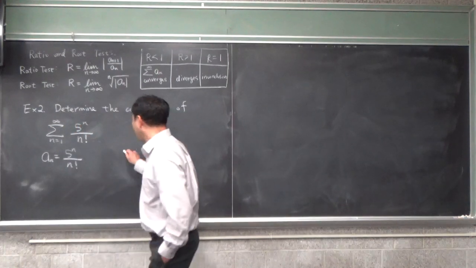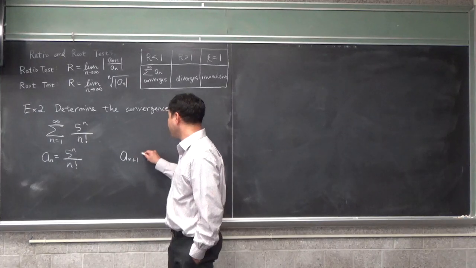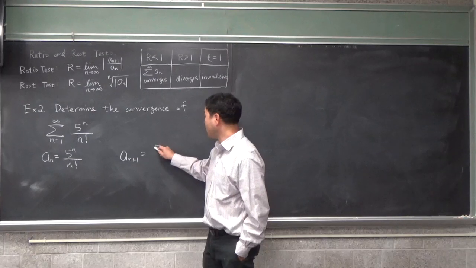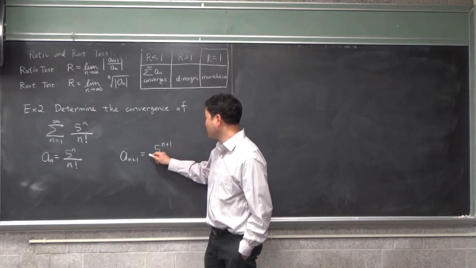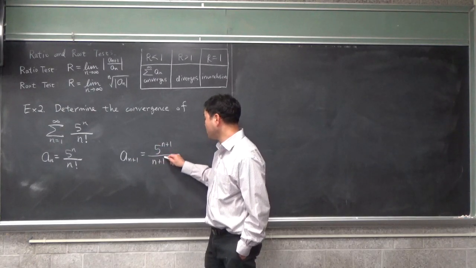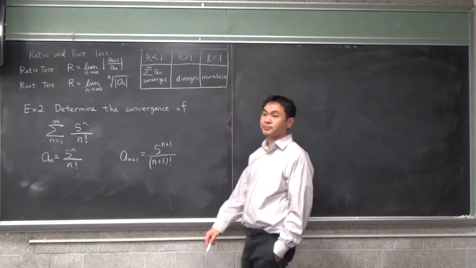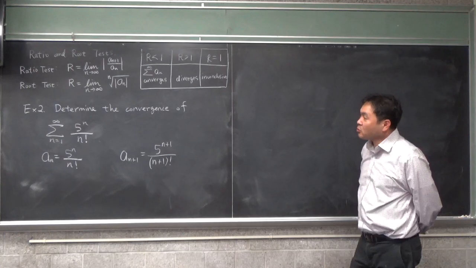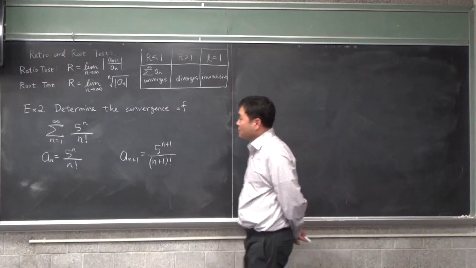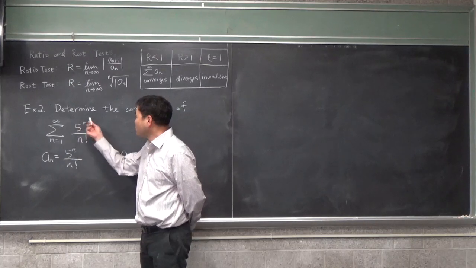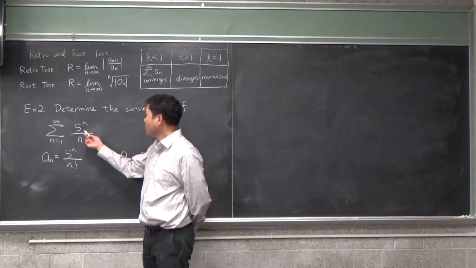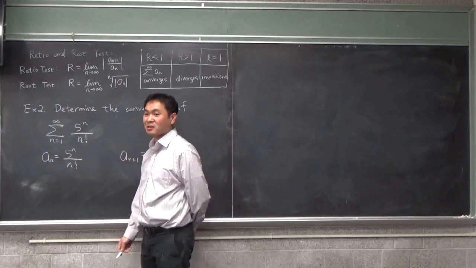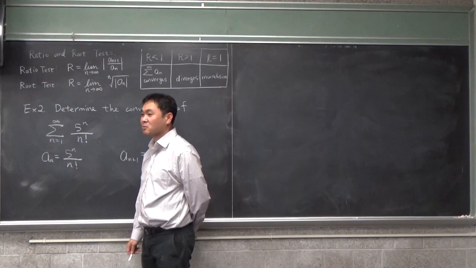Now let's think about what a_(n+1) is. You replace all the n's by n plus 1, right? So you have n plus 1 here, and plus 1 here as well. Before we actually do the ratio test, let's think about what happens to this series. When n is really large, which one's bigger? The bottom. Oh wait, the bottom's a lot bigger.